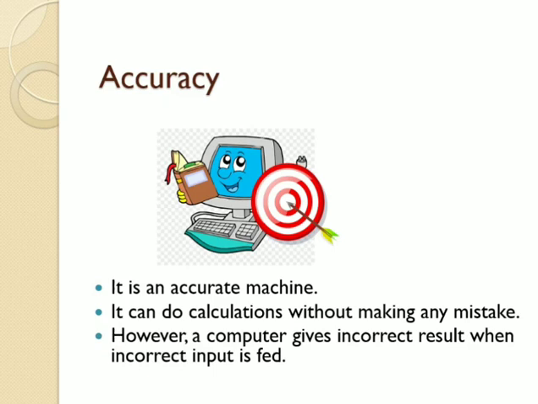But a computer gives an incorrect result when incorrect input is fed. It means if we give incorrect input, then and only then it gives us an incorrect result. Otherwise, it is an accurate machine and it cannot make any mistakes.